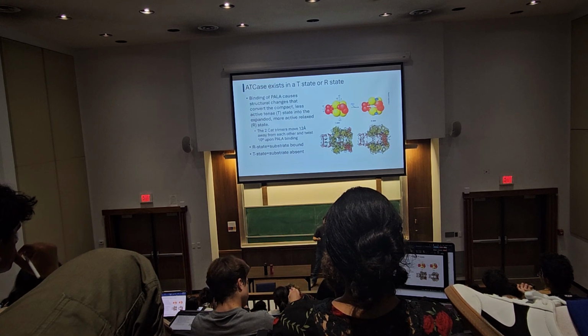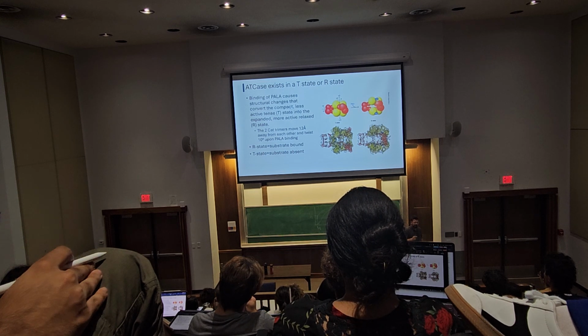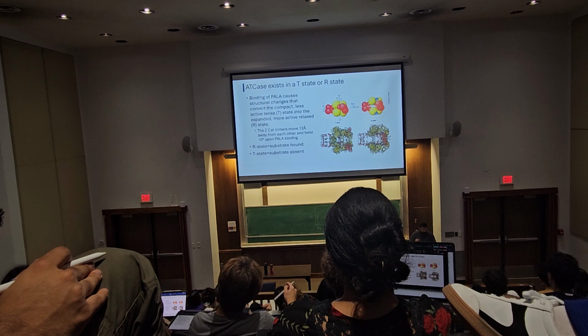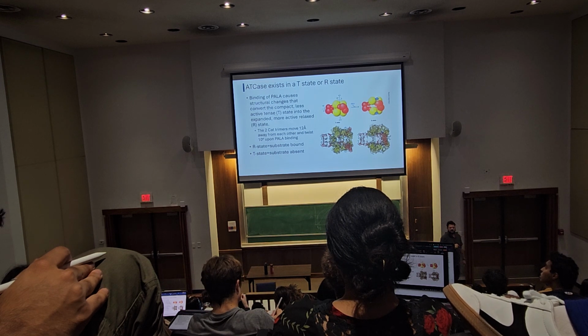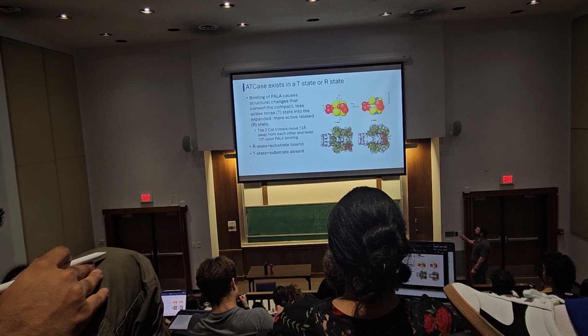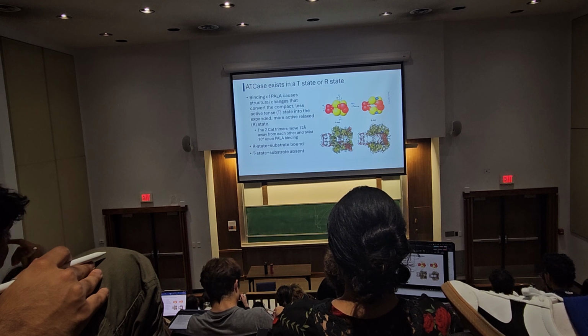When PALA binds, because it binds so strongly, it switches the entire enzyme completely from the T state to the R state. So what we're seeing on the right there is ATCase bound to PALA, which we can see here. So we've switched completely from the T state to the R state. This has high affinity for its substrate, even higher affinity for PALA because it binds the active site so well.